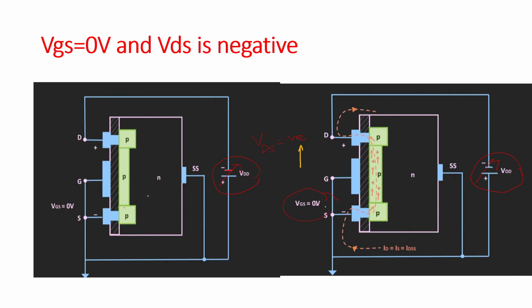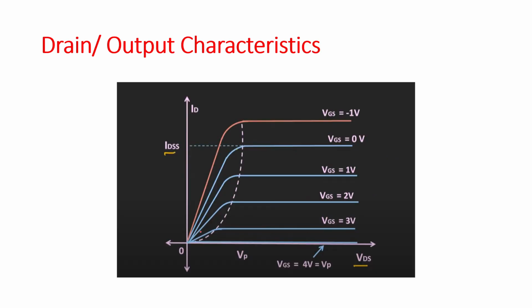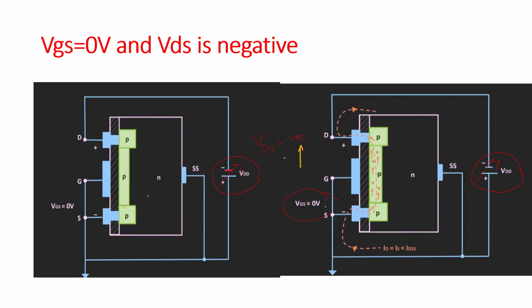Even though VGS equal to 0, still the channel exists between source and drain. So the movement of holes takes place from source towards the drain. And the characteristics for that case is this one, VGS equal to 0. When the voltage increases, current increases. After the pinch off, the current will be saturated. Okay, and next, what is the next case we discussed previously? VGS positive. What happens when gate voltage is positive?